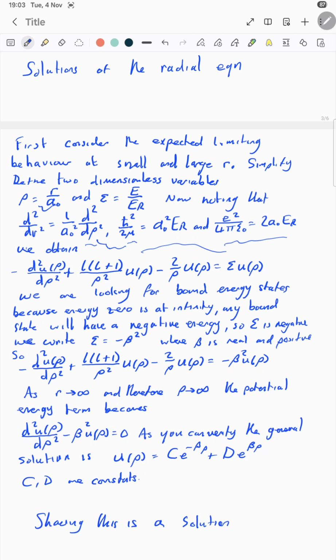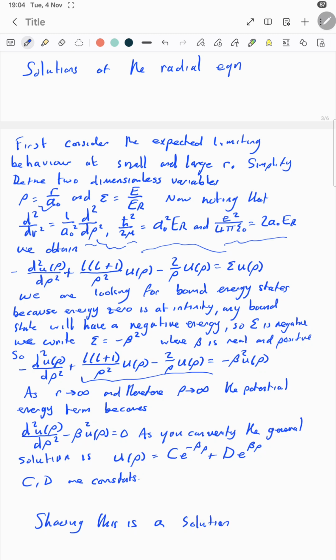Now we are looking for bound energy states because energy 0 is at infinity. For any bound state we'll have a negative energy. So epsilon is negative. We write epsilon equals minus rho squared, sorry, minus beta squared, where beta is real and positive. So we will get this equation here.